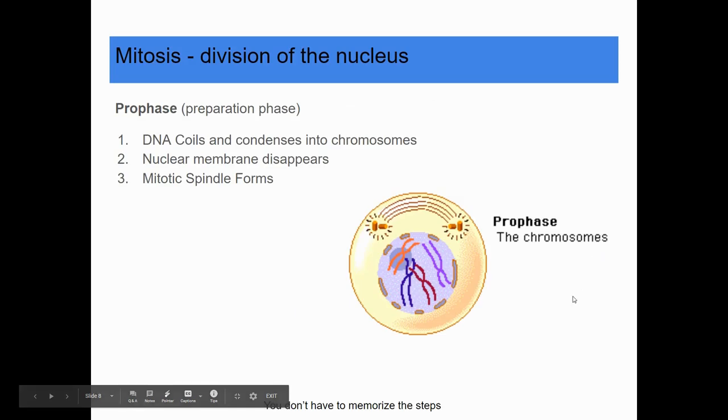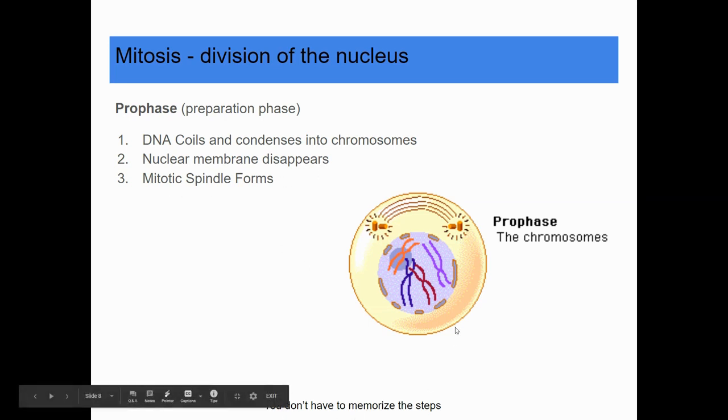All right. So mitosis is the division of the nucleus. Prophase means the preparation phase. That's when the DNA coils and condenses into chromosomes. The nuclear membrane disappears and mitotic spindles form.